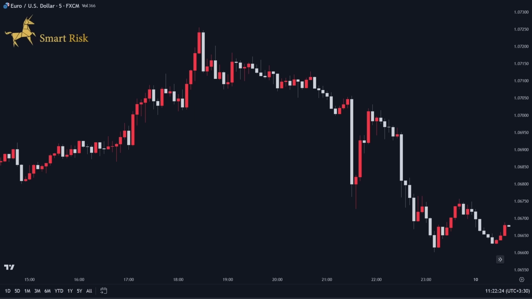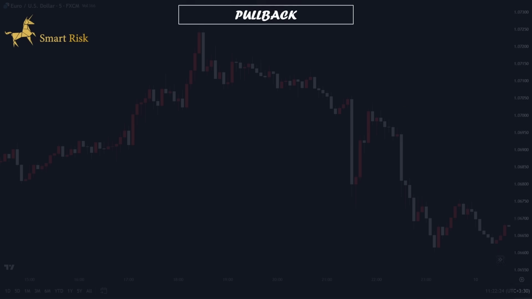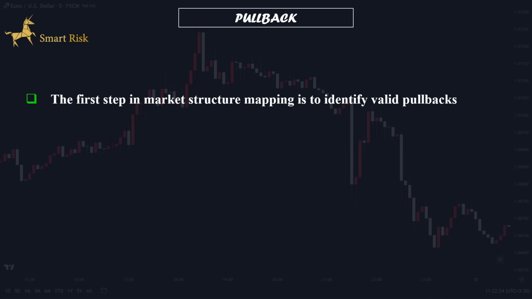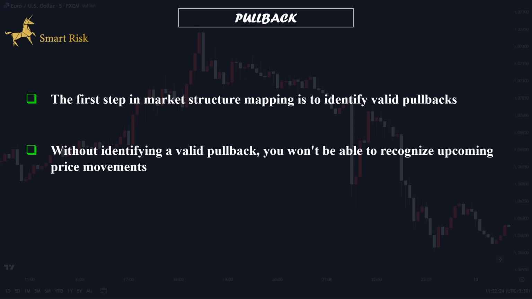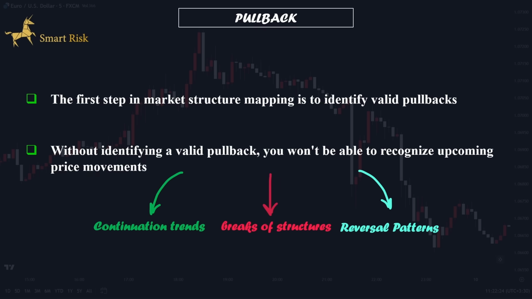Welcome back traders. So let's get started. The first step in market structure mapping is to identify valid pullbacks. Without identifying a valid pullback, you won't be able to recognize upcoming price movements, such as continuation trends, valid breaks of structures, and reversal patterns.